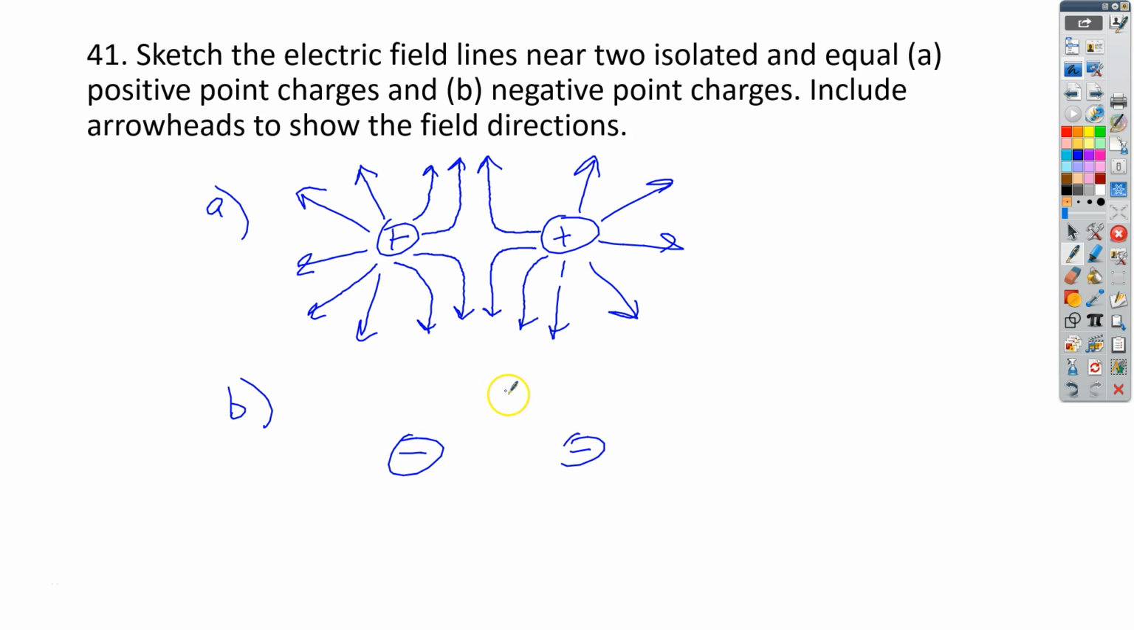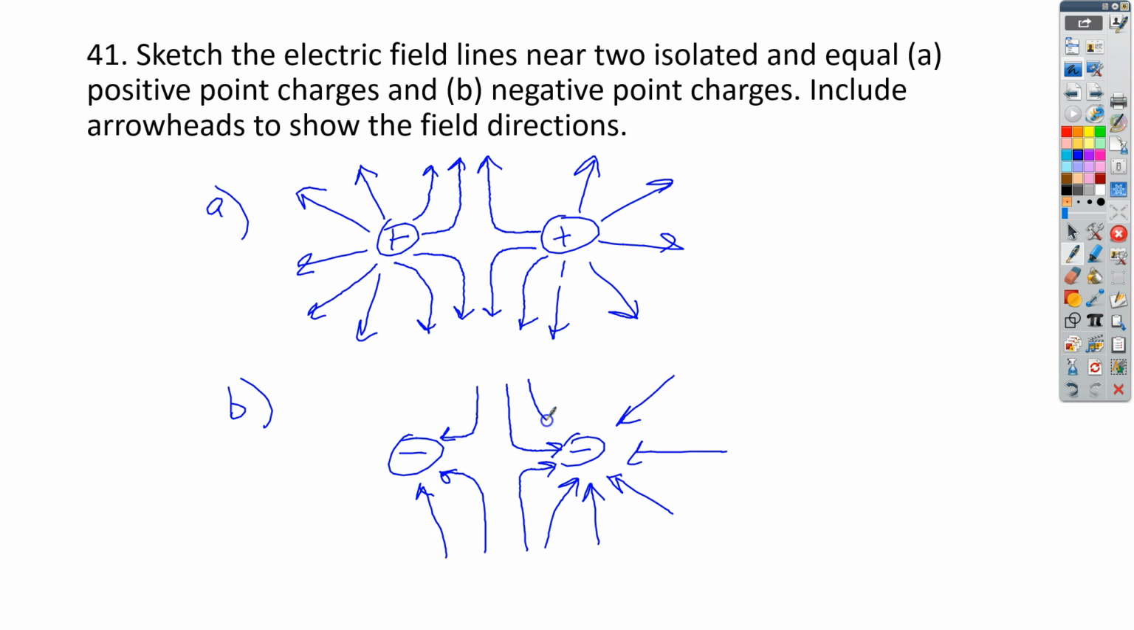So we're just going to do the opposite of what we did above. We're going to start away and go in. We're going to do the same thing here, and once again, we've got this dead space in the middle where there's no electric field. So we've got some that are curving in, and then we're going to have some that are pointing straight in from outside. So this one kind of curves in. We'll put that one straight.